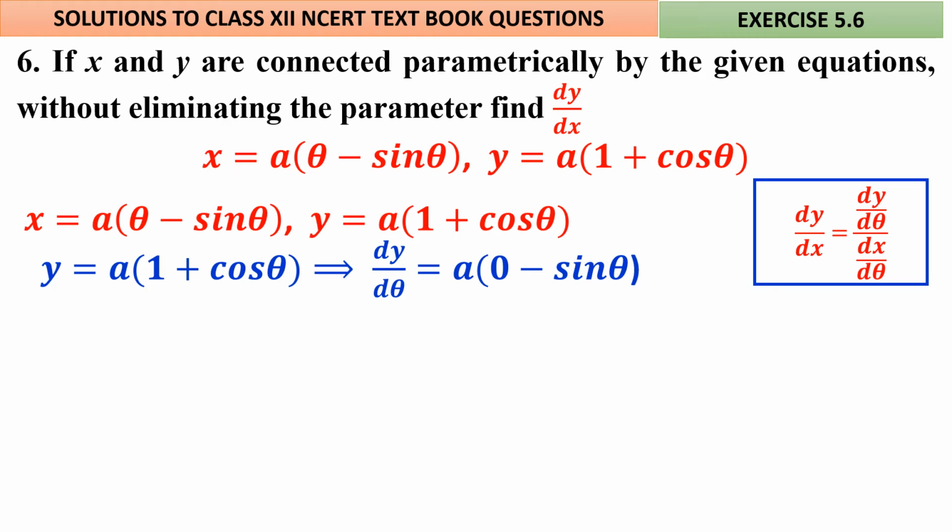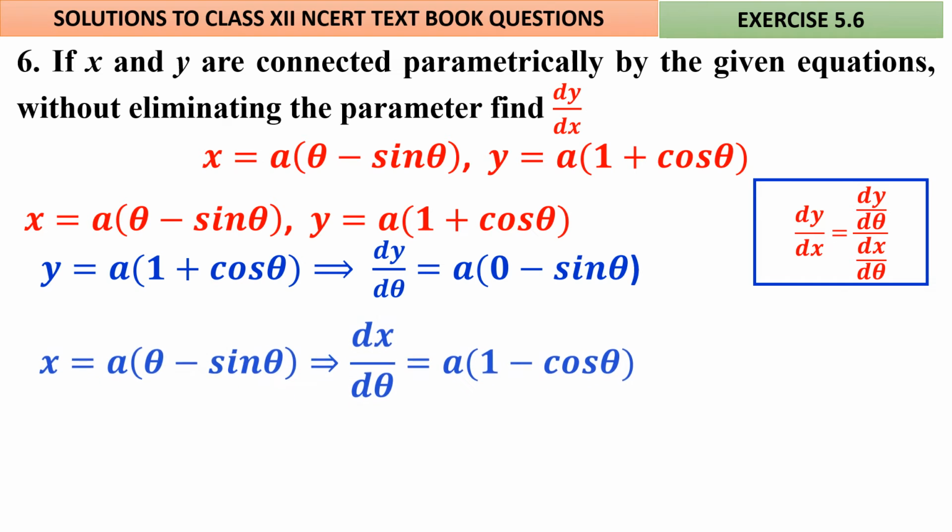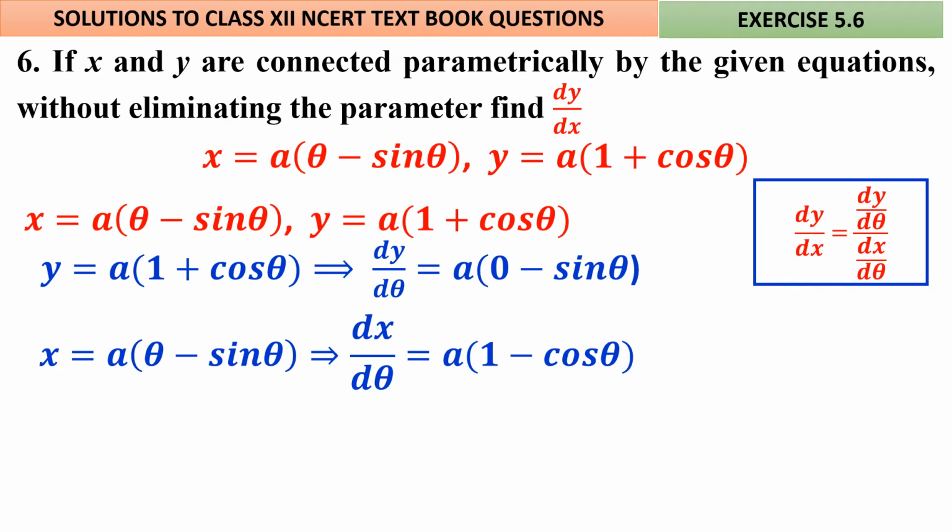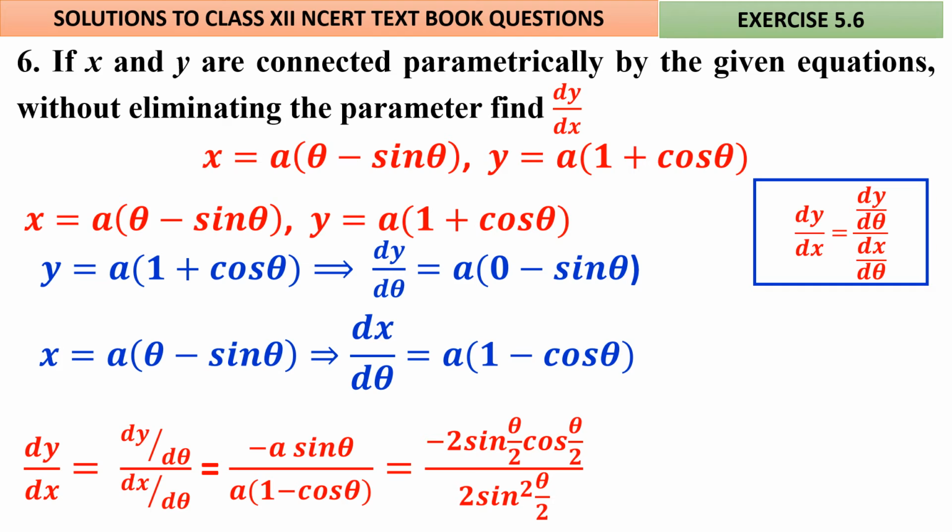Differentiation of 1 is 0. Differentiation of cos theta is minus sin theta, therefore it is minus a sin theta. Similarly, a into theta minus sin theta, when you differentiate it with respect to theta, differentiation of theta is 1. Differentiation of sin theta is cos theta, therefore it is a into 1 minus cos theta. Now it is minus a sin theta upon a into 1 minus cos theta. When you put it in dy by dx, there is a scope for simplification.